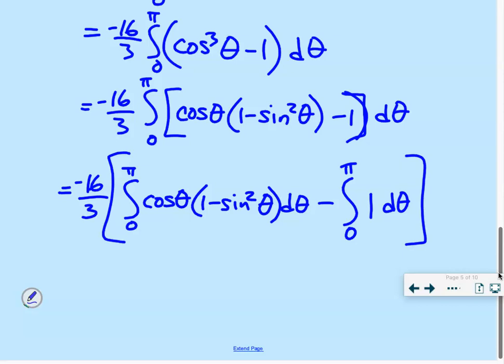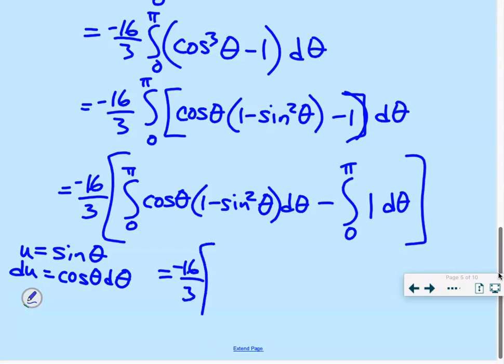So now you let u be sine. Wouldn't it feel good if we get this right, after all this? Let u equal sine theta. So your du is just cosine theta d theta. Okay, so you have negative 16 thirds times, all right, this becomes 1 minus u squared du. This guy's easy. This guy's just theta from 0 to pi.